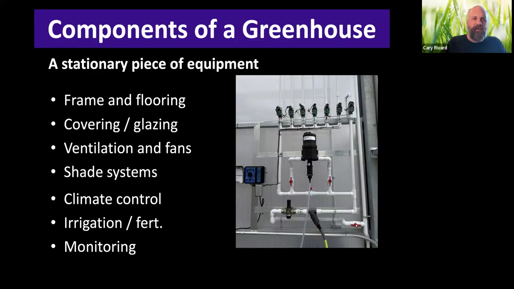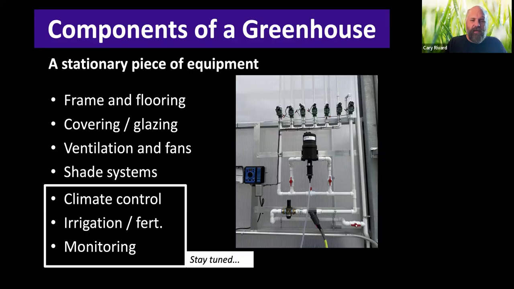So in terms of the components of the greenhouse we're going to talk about today, we're really going to focus on the infrastructure of the greenhouse itself. And so stay tuned on these last few topics. They'll be covered in a webinar at a later date.